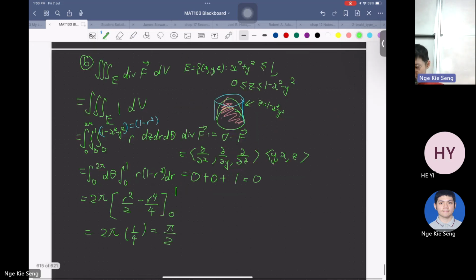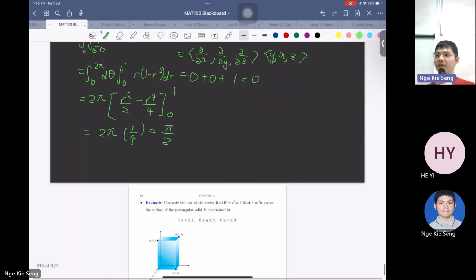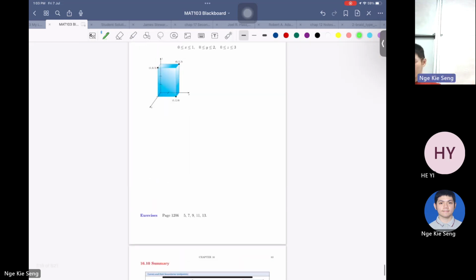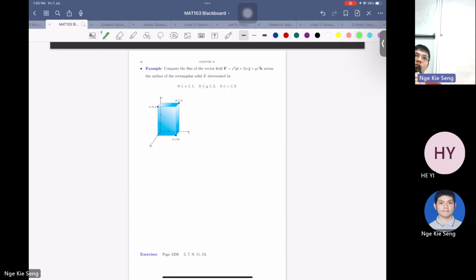So this is the divergence theorem. For the other example, you can do it yourself or I will provide the solution. To prepare for your exam, please understand everything in the lecture notes. Lecture notes are very important. And then do the review exercises. Review exercises are very important.